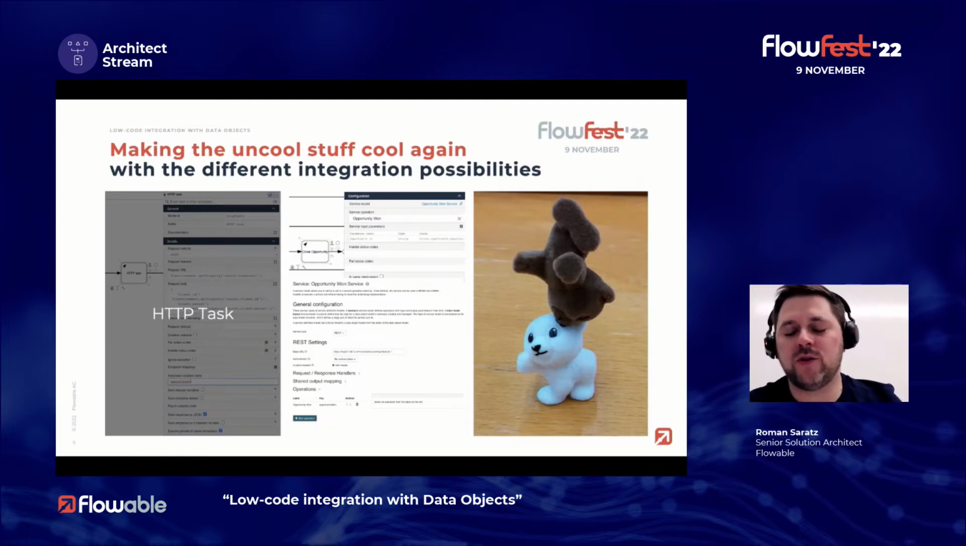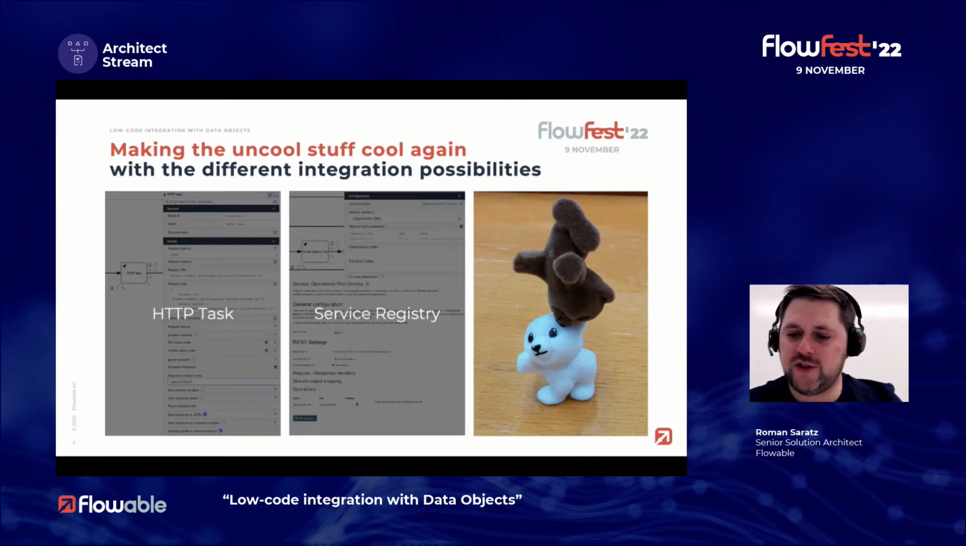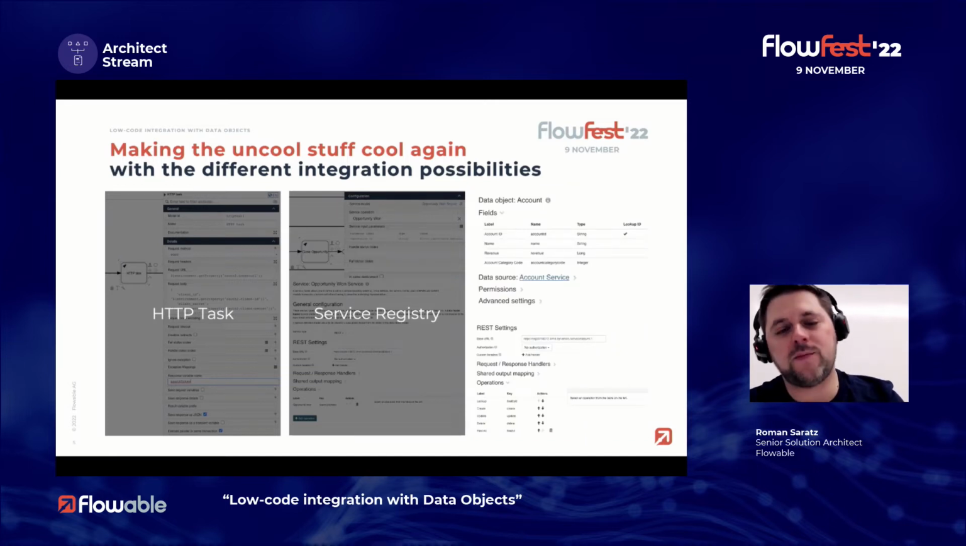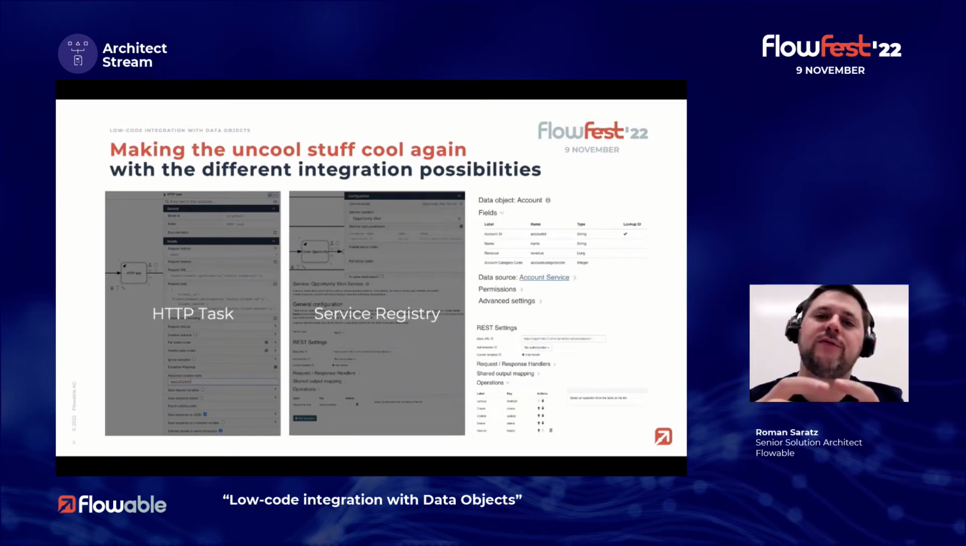Now, sometimes we don't want to interact with these services all the time. So we want to add another abstraction layer on top of that. For that, we introduced data objects in Flowable Work. With data objects, you can define the structure of your data that is stored in a different system, and you can interact with it as if it were in Flowable.